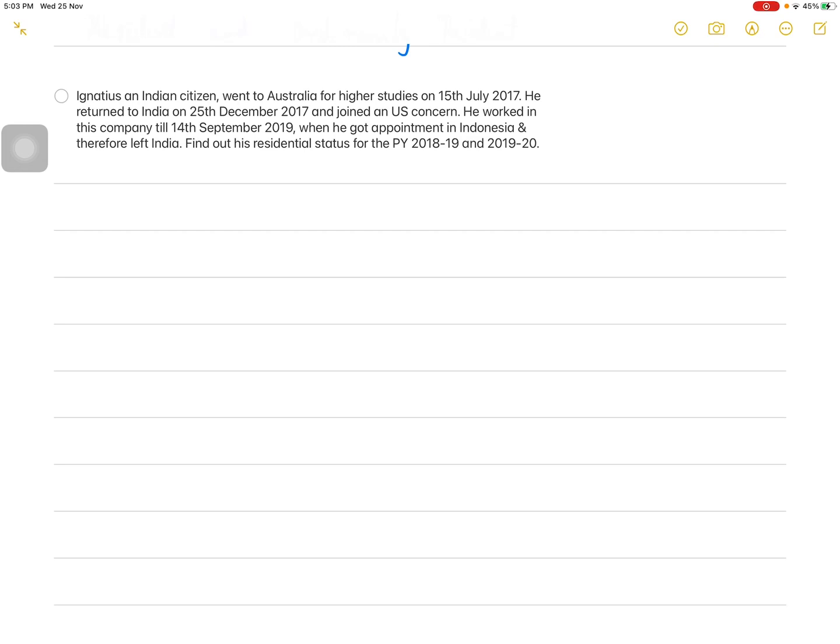He worked in this company till 14th September 2019 when he got an appointment in Indonesia and therefore left India. So till 14 September 2019 he was working in India, and on 14 September 2019 he left India for employment purpose to Indonesia. Find out the residential status for the previous years 2018-19 and 2019-20. Let's find the residential status for the previous year 2019-20 first.